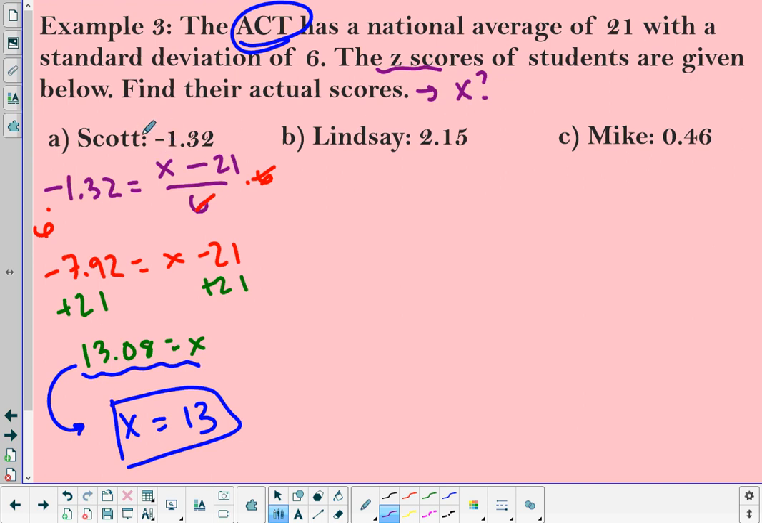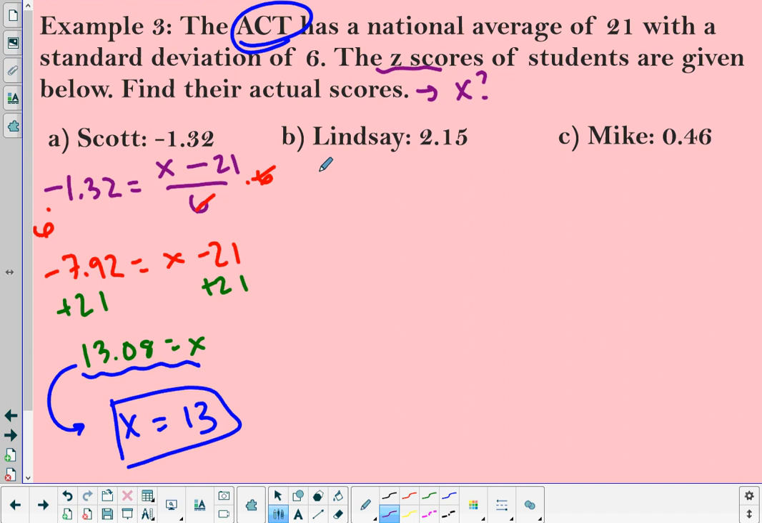So now here's the thing. Scott's Z-score was negative 1.32, so you knew it was going to be in the bottom half of the data, underneath the mean of 21. Now Lindsay, she has a Z-score of 2.15. So her Z-score of 2.15 is going to be well above the mean.